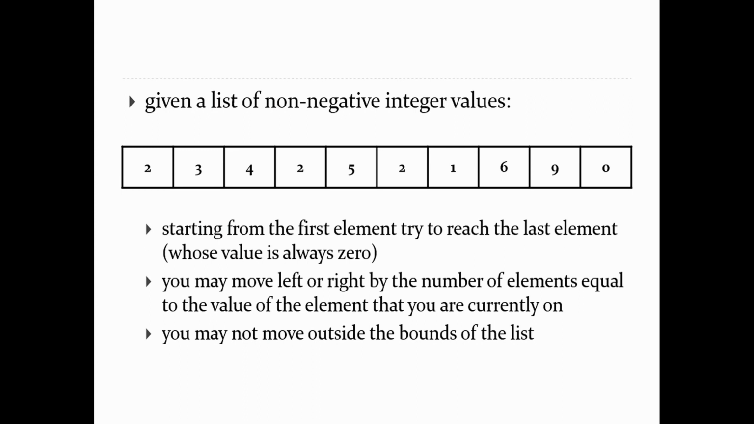Okay, so now we have a board, also a list of integers. You want to start at the left-hand side of the board, and you want to reach the right-hand side of the board. The last element always has a 0 in it. So starting here, you want to get to here.